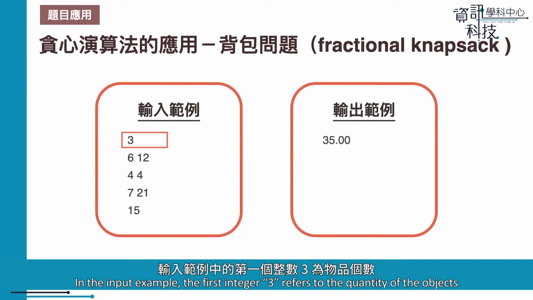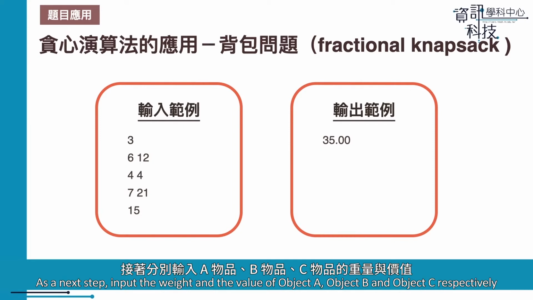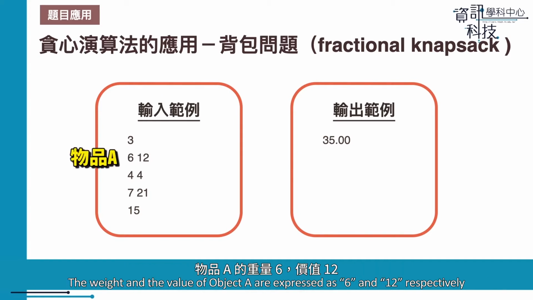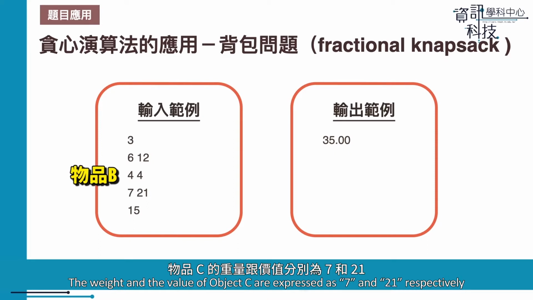In the input example, the first integer, 3, refers to the quantity of the objects. For the convenience of explanation, we'll call them Object A, Object B, and Object C. As a next step, input the weight and the value of Object A, Object B, and Object C respectively. The weight and the value of Object A are expressed as 6 and 12 respectively. The weight and value of Object B are expressed as 4 and 4 respectively. The weight and the value of Object C are expressed as 7 and 21 respectively.